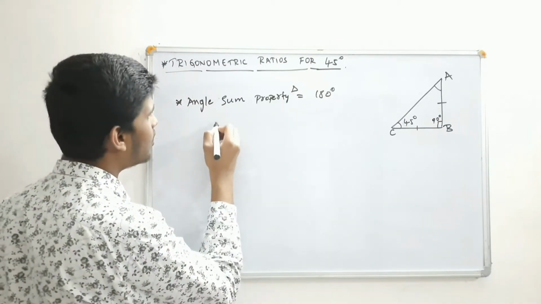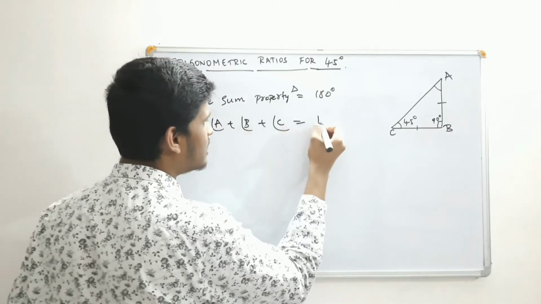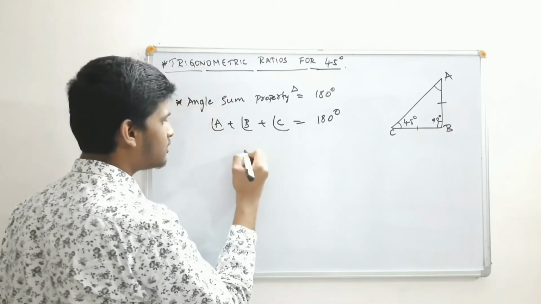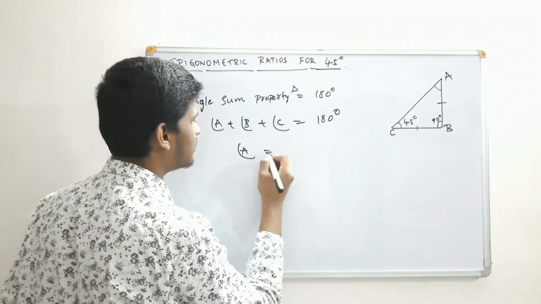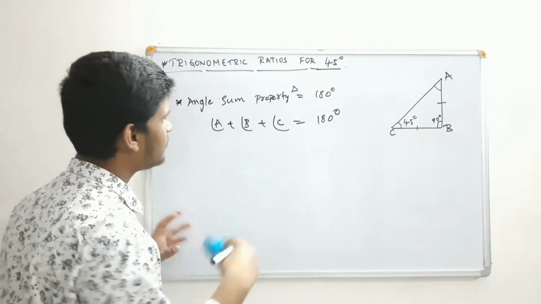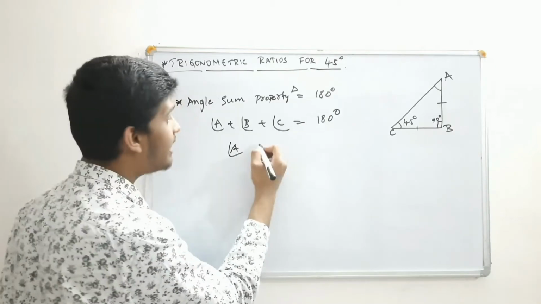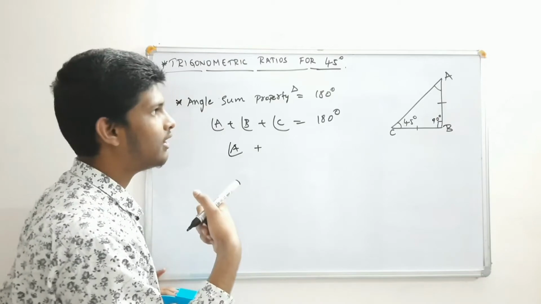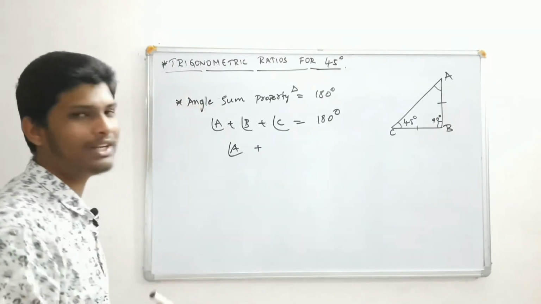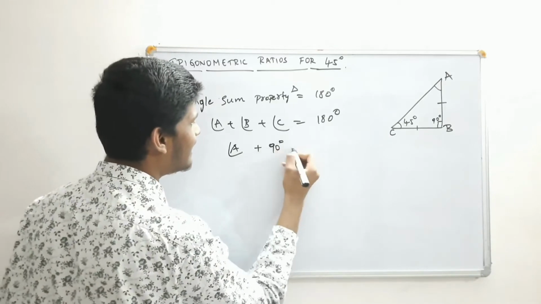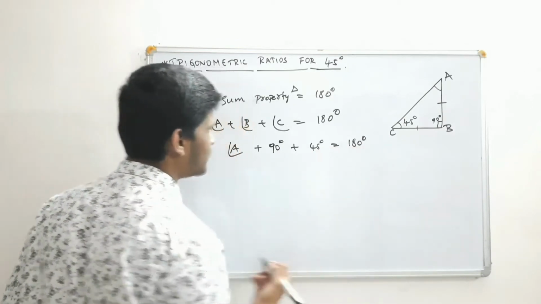So here we have three angles: angle A plus angle B plus angle C is equal to 180 degrees. Do you know angle A? No, we don't know angle A. But we know that angle B is 90 degrees and angle C is 45 degrees, and the sum is 180 degrees.